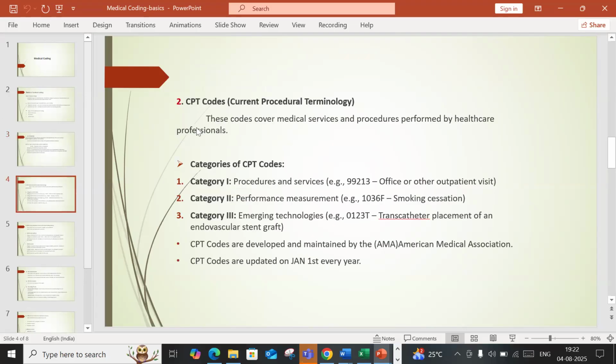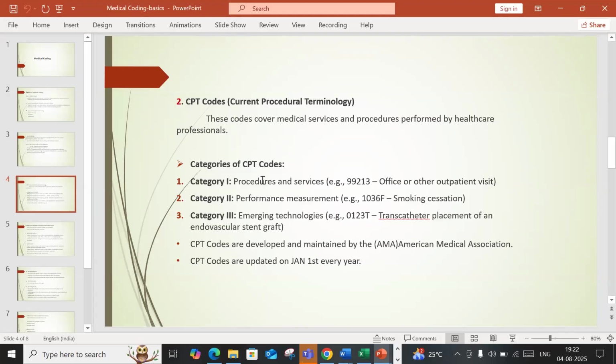And next is CPT. CPT means what? Current procedural terminology. These codes cover medical services and procedures performed by healthcare professionals. Healthcare professionals are nothing but doctors and other qualified assistants. Again, the CPT codes are classified into 3 categories: Category 1, Category 2 and Category 3. In CPT Category 1, it is the numerical codes we are reporting for the procedures and services done by the doctor.